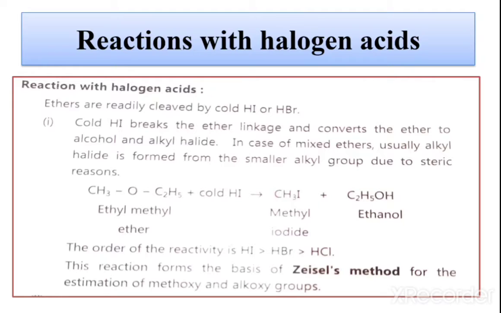And the order of reactivity is first hydrogen iodide, then HBr, then HCl. And this reaction forms the basis of Zeisel's method for the estimation of methoxy or alkoxy groups. That means, friends, we have to remember that when cold HI, that is hydrogen iodide, is treated with ether, we get the alcohol plus alkyl halide.